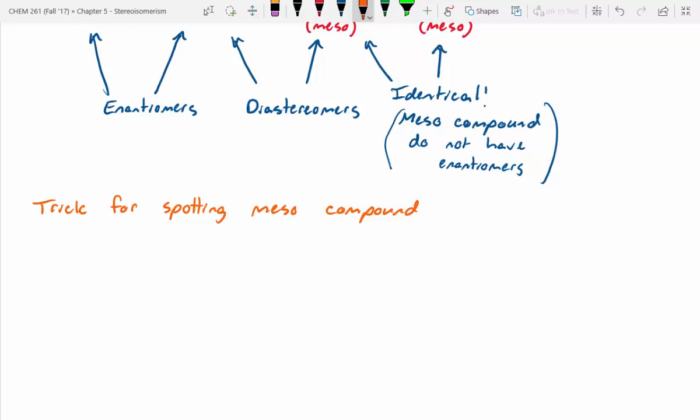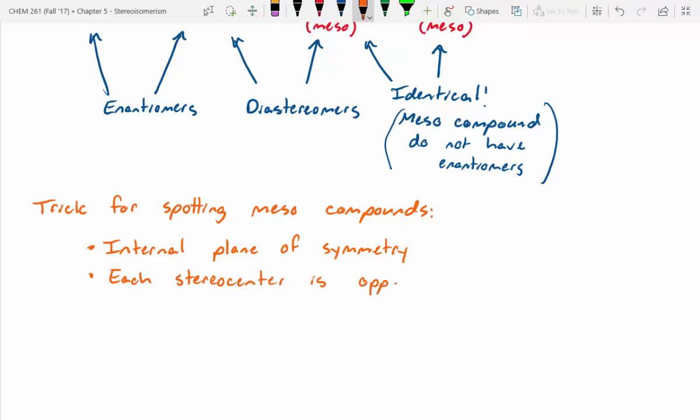What's the first one that I already told you guys about? Internal mirror plane, yeah. Internal plane of symmetry. And then each stereocenter is opposite stereochemistry.